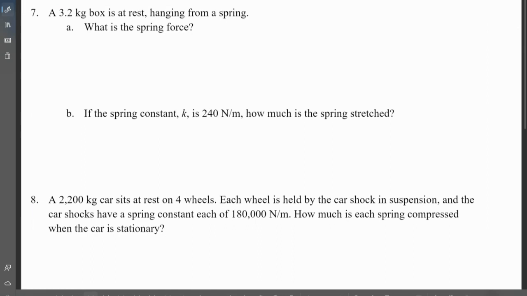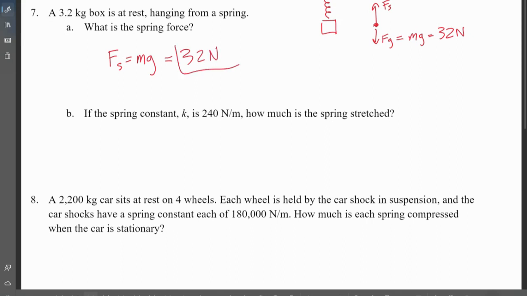3.2 kilogram box is at rest, hanging from a spring. What is the spring force? Okay, so this tells us we've got a spring force up, but force of gravity down. This time we are on Earth's surface, so we can just say mg is 32 newtons because it's a 3.2 kilogram box. So what is the spring force? Well, spring force has to equal our force of gravity because it's being held in place, 32 newtons.